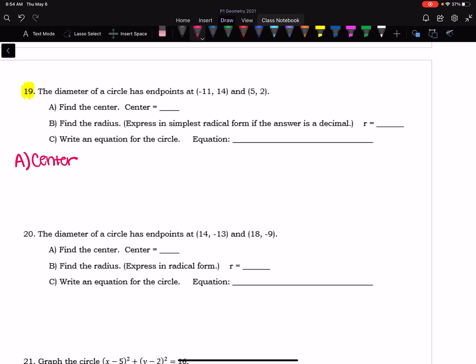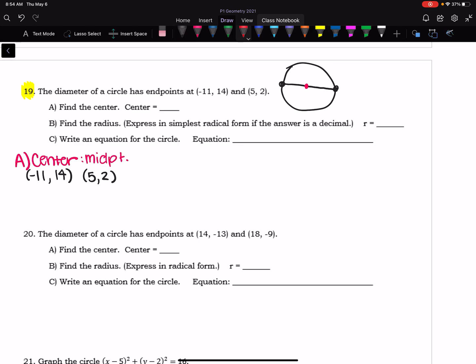So if I am finding my center, we are going to use the midpoint formula because I know that if I have a circle with endpoints of the diameter, the diameter goes through the center of the circle and the center is the midpoint between the endpoints of the diameter. So the 2 points again are (-11, 14) and (5, 2).